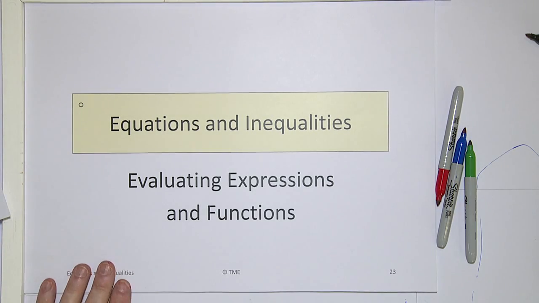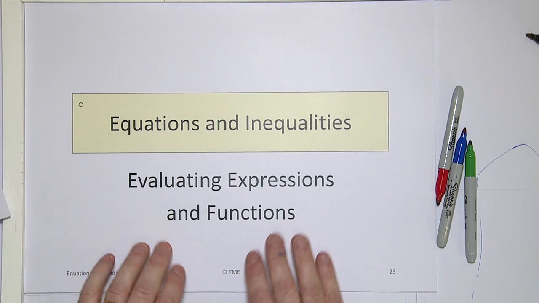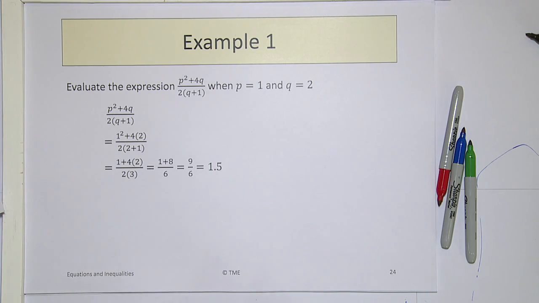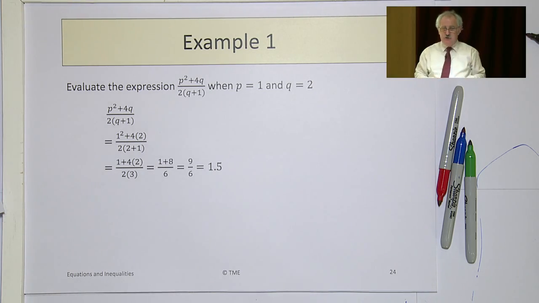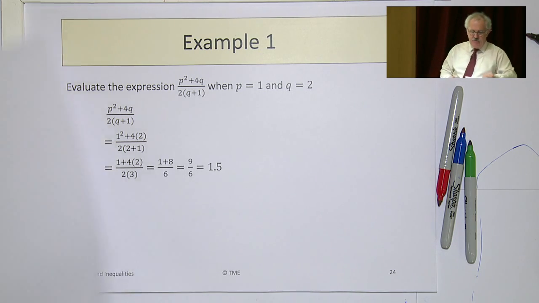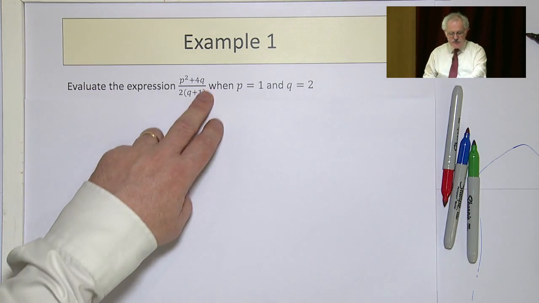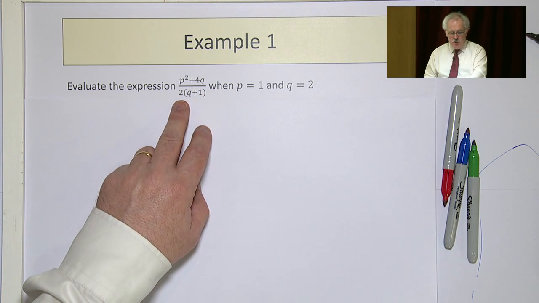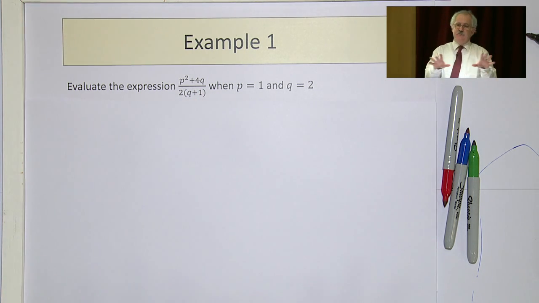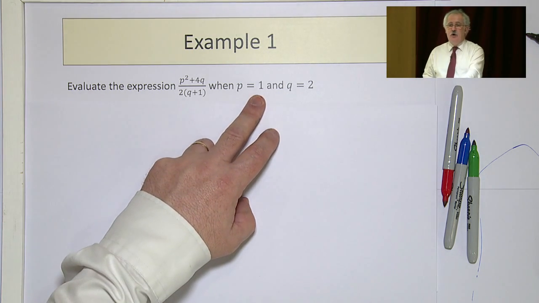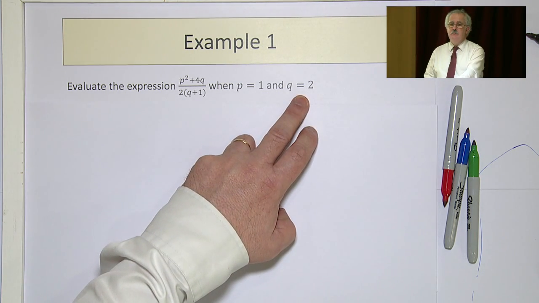Equations and inequalities. Here we're going to evaluate expressions and functions. What's happening here is finding the answer by putting in all the numbers and resolving it down to an answer. So here we've got an expression. It says evaluate the expression p squared plus 4q over 2 into q plus 1, something quite lengthy with a lot of terms. But it says where p is 1 and q is 2.